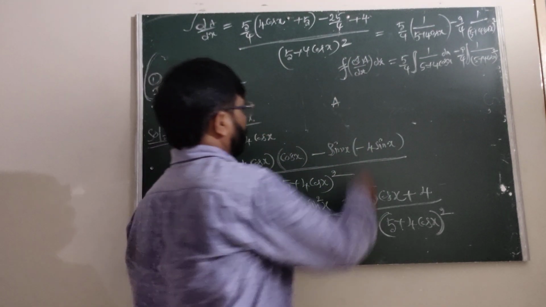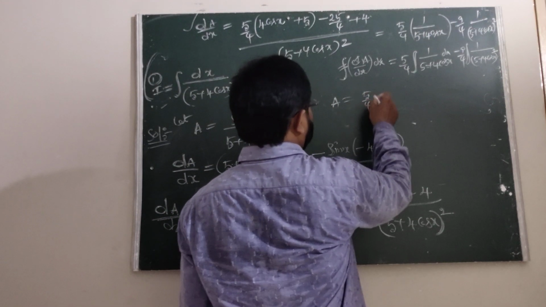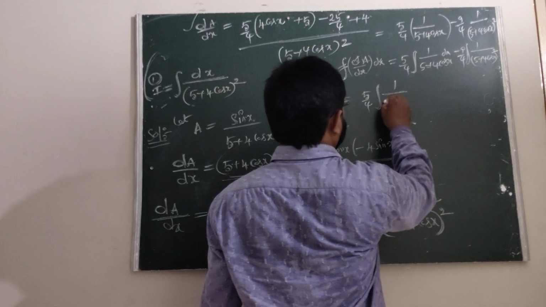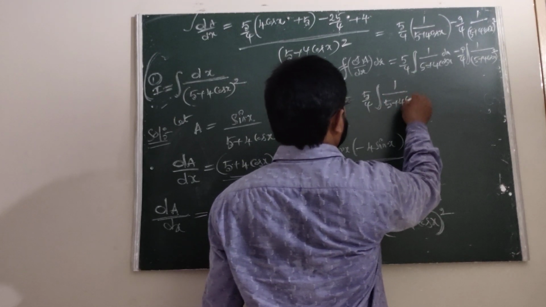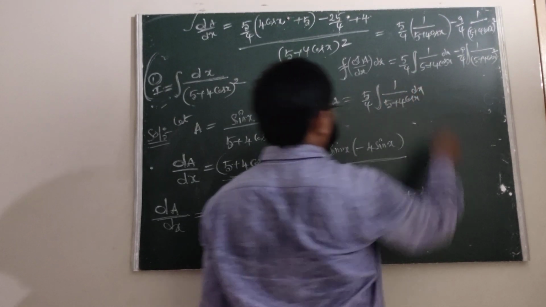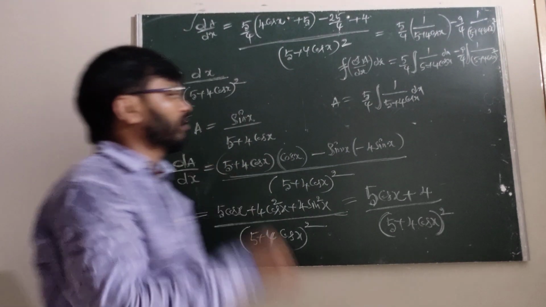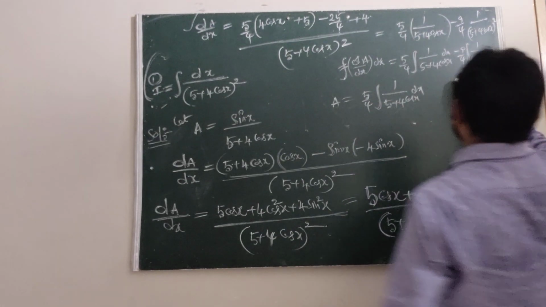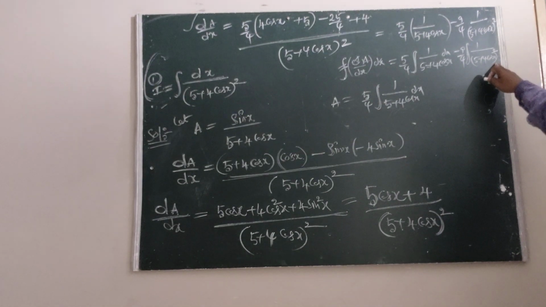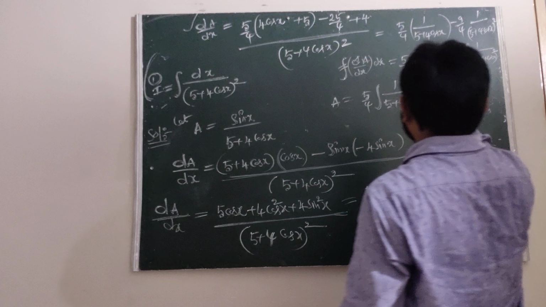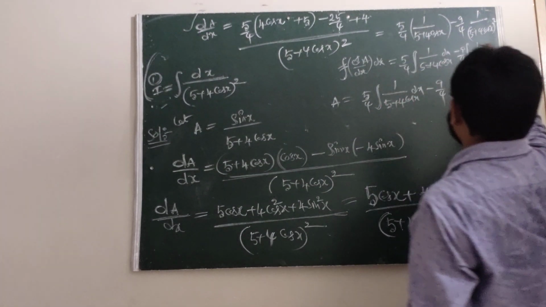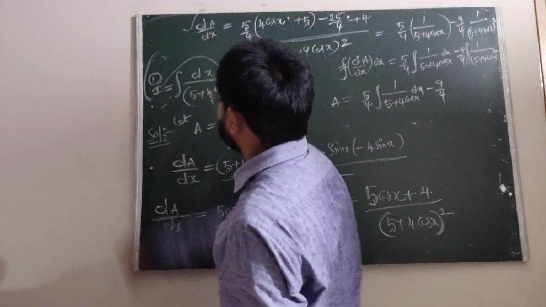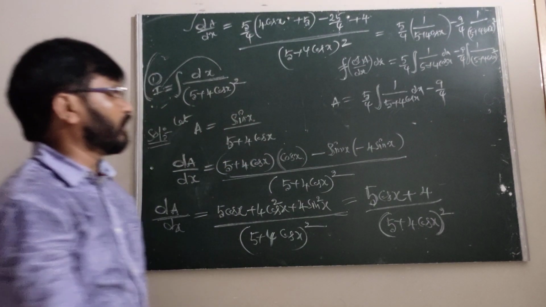Therefore here 5 by 4 integral 1 upon (5 plus 4 cos x) into dx. Now the last one is minus of 9 by 4 integral 1 upon (5 plus 4 cos x) whole square, dx. Therefore this is the integral dx by (5 plus 4 cos x).